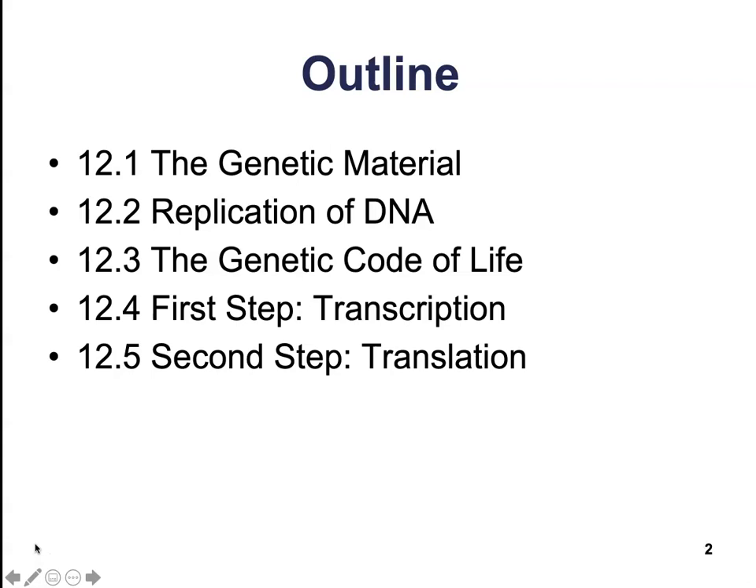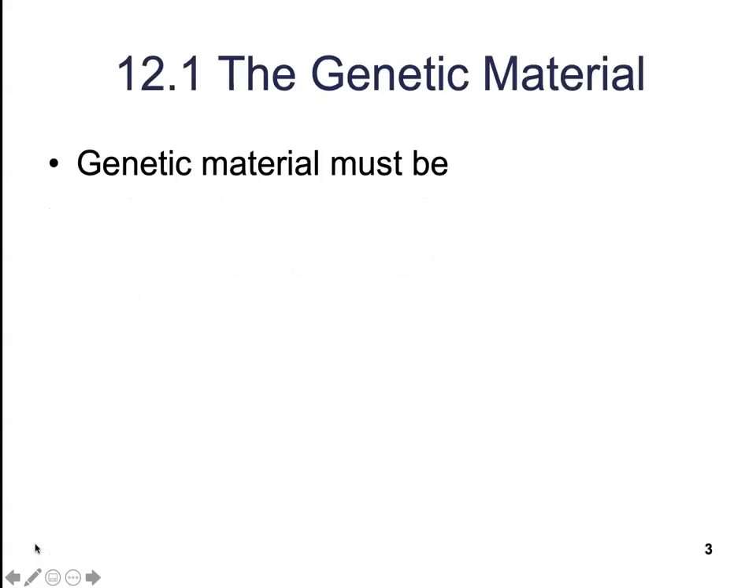But in this chapter, we're going to talk about the genetic material, the replication of DNA, the genetic code of life, and then we'll go into transcription and translation. So, starting out, talking about genetic material. We've already talked about Mendelian genetics and the patterns of inheritance, but at this time, the structure and type of genetic storage information was unknown.